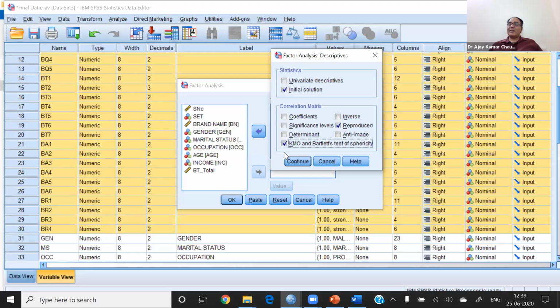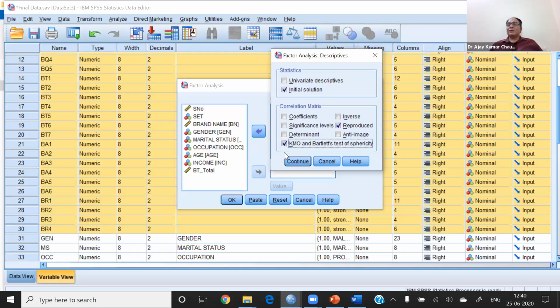The Bartlett test checks the null hypothesis that your correlation matrix is an identity matrix. So this is the null hypothesis of the Bartlett test. If your Bartlett test is accepting, or not rejecting, the null hypothesis, it means you cannot apply factor analysis. You cannot apply factor analysis if, according to the Bartlett test, you are accepting the null hypothesis, or you cannot reject the null hypothesis.